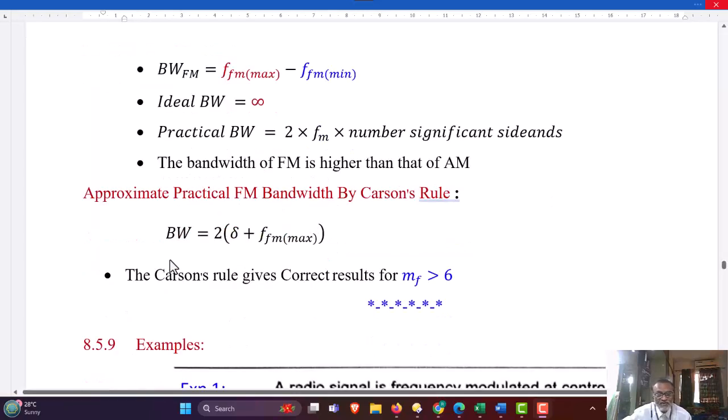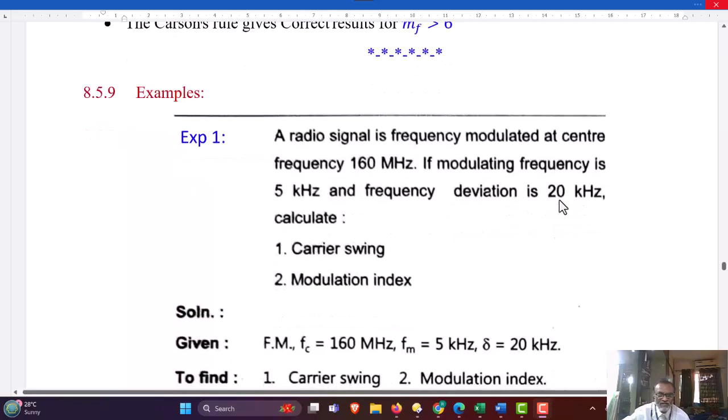The approximate practical bandwidth by Carson's rule is given by bandwidth equal to twice delta f plus Fm max. The Carson rule gives the correct result for modulation index greater than 6. For lower values of modulation index, error will be introduced. And that's all, friends, about the frequency modulation. Some of the examples are shown here.